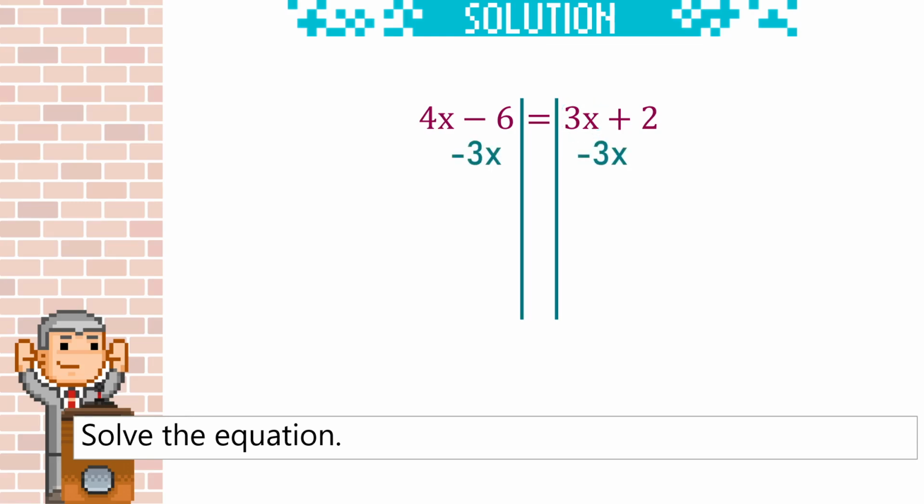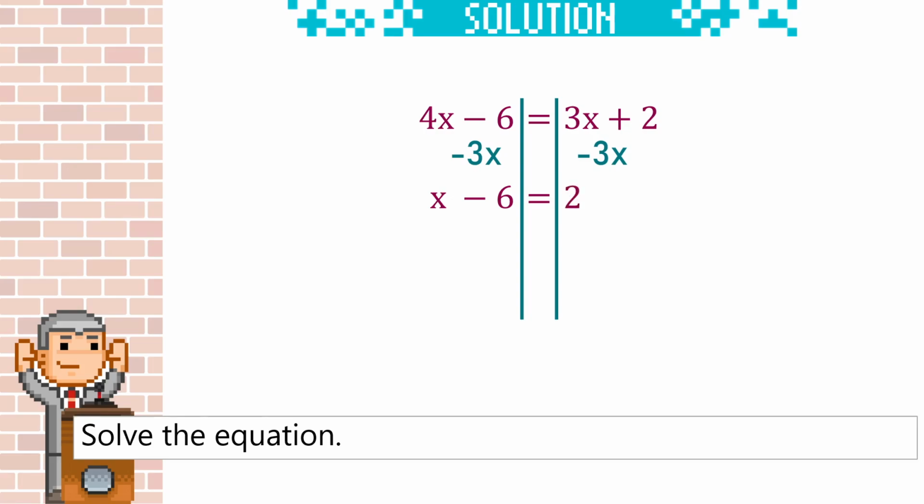On the left hand side we have 4x minus 6. Now we can ignore the minus 6 and just focus on the 4x. We're doing 4x, take away 3x. That will leave us just x. So we're left with, on the left hand side, x minus 6. On the right hand side we've got 3x, take away 3x. That will remove the 3x. But we still have the plus 2.